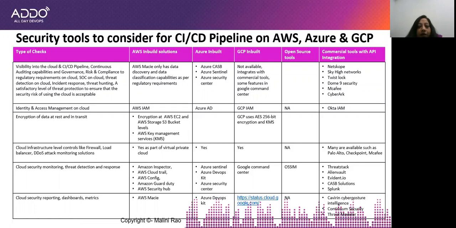Now coming to cloud security reporting dashboards and metrics, you have AWS Macie, Azure DevOps Kit in Azure, and in Google Cloud, you have something called, if you go to status.cloud.google.com, you get the status of our entire cloud infrastructure, including the dashboards and metrics. In terms of open source, you have Cavirin cyber exposure, cyber posture intelligence, which can be used for reporting dashboards and metrics.